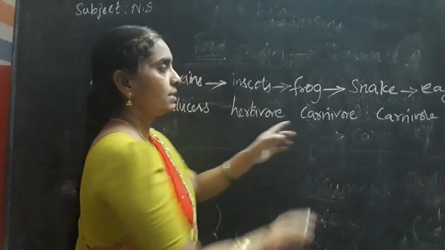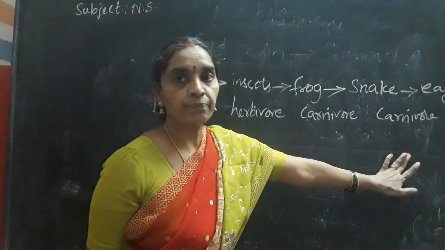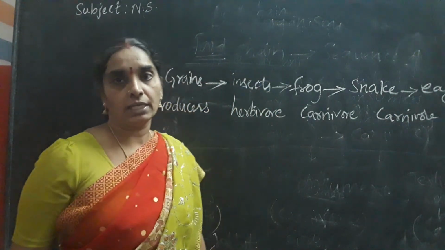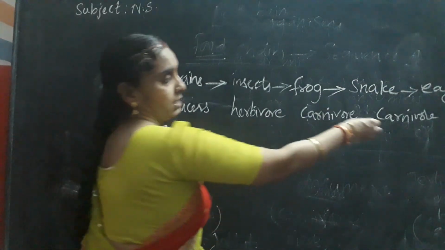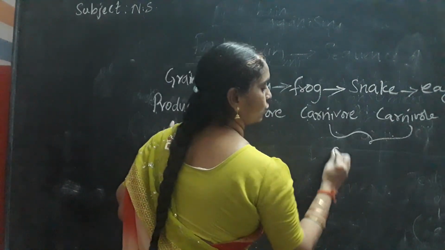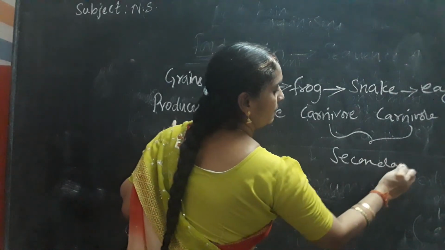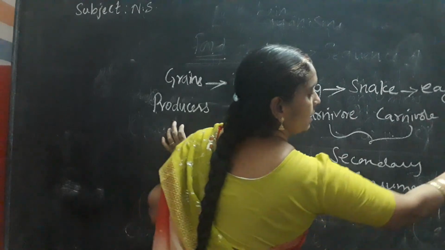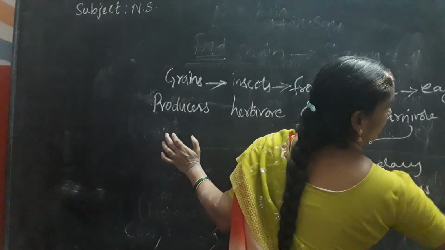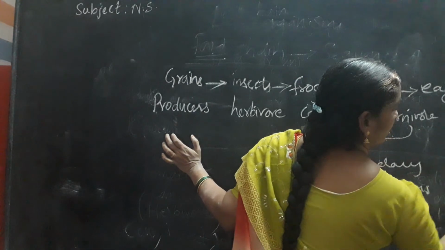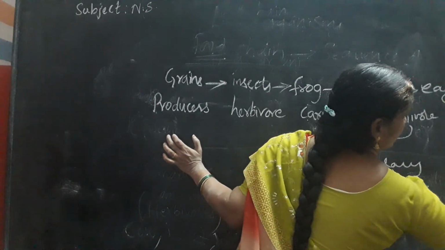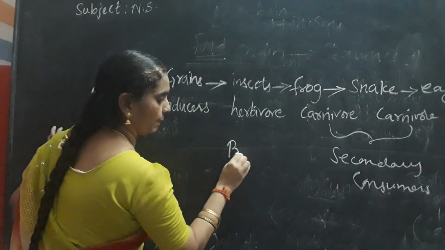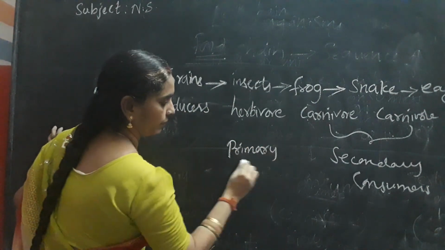Here frog is a secondary consumer, snake is a tertiary consumer, and the eagle is also a tertiary consumer. Sorry, snake is a secondary consumer. Both are secondary consumers. This is the tertiary consumer, eagle, which eats the carnivores. So here the insect is a herbivore, a primary consumer.